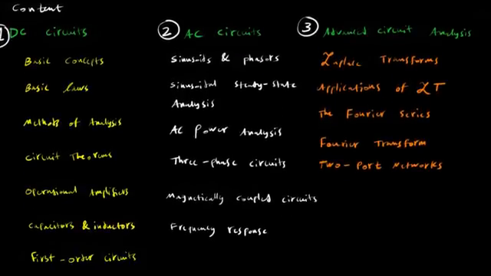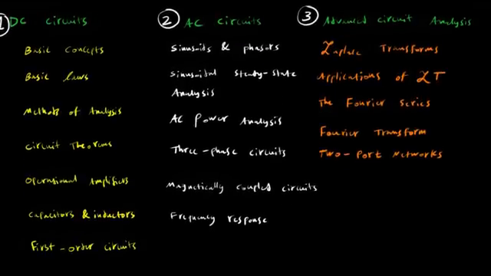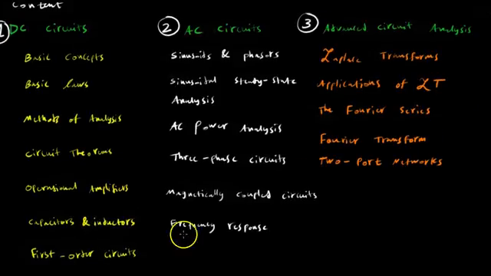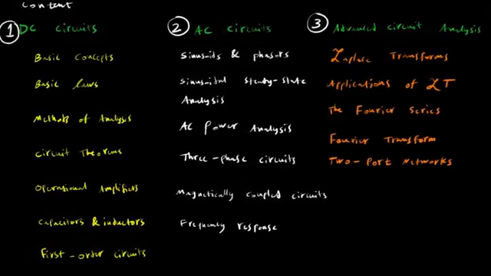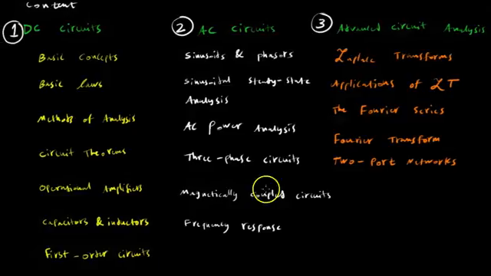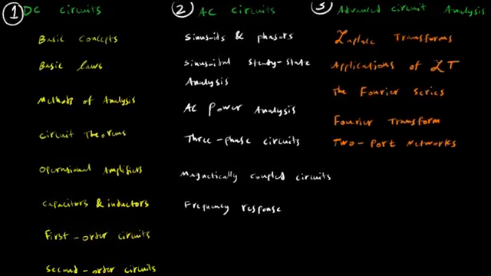So after that, let's look at the content of the class and what we're going to go over. The first part is going to be about DC circuits, or direct current circuits, where the quantity of current is not going to be rapidly changing. It's just going to be constant.